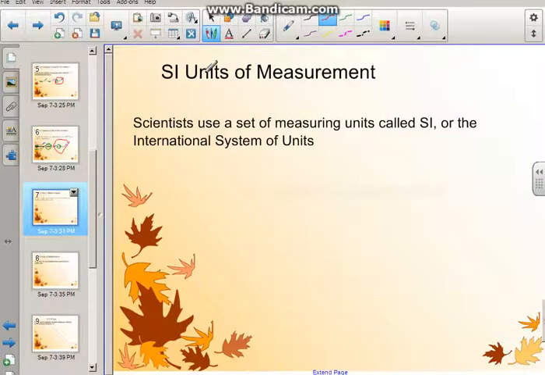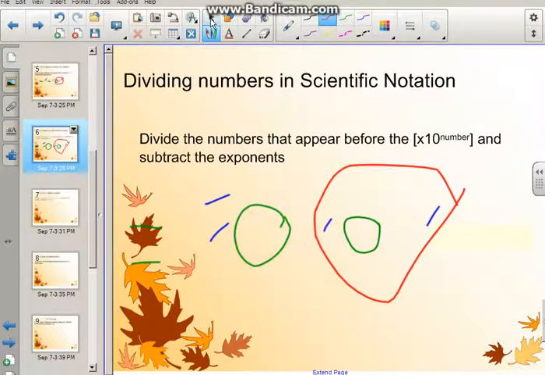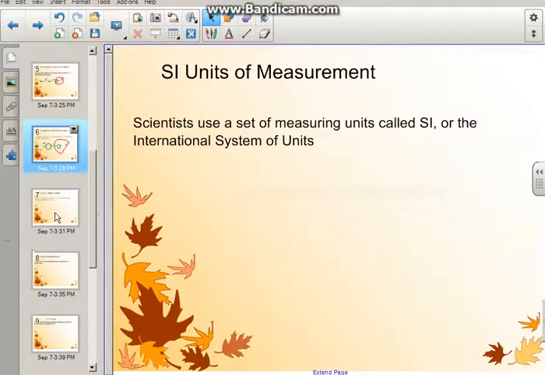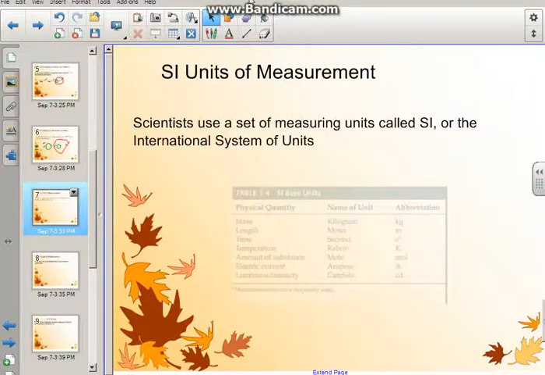Now let's talk about measurement, because we've been dealing with some numbers, but none of these numbers actually tell us what they are. They're just numbers. And in science, your numbers always need to be labeled with what we call a unit. So scientists use a set of measuring units called SI, or the International System of Units.